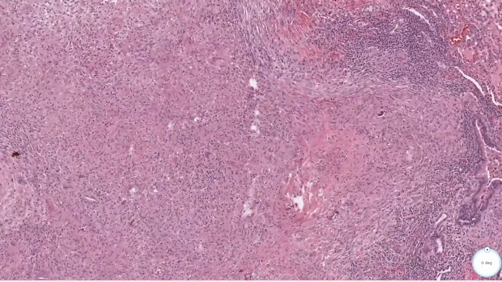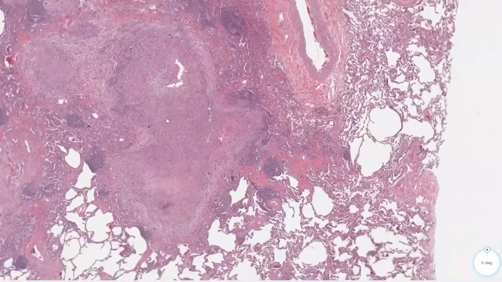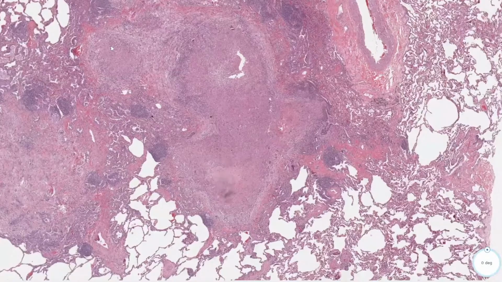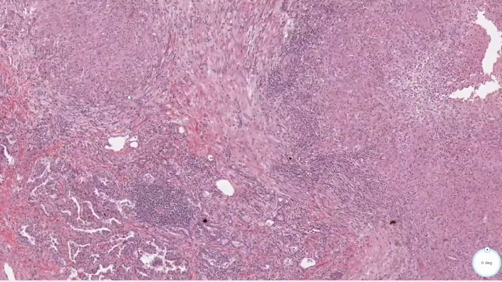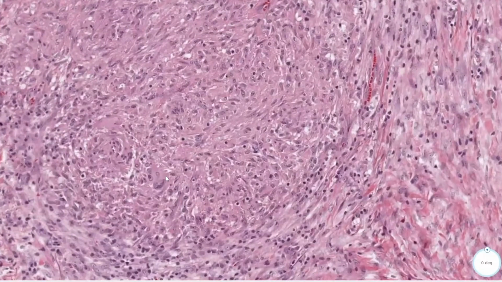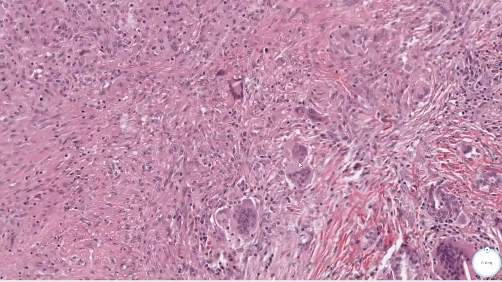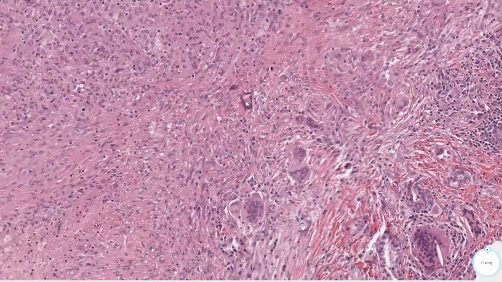You can see it all the way throughout. These necrotizing granulomas are quite large and clustered together. And then we do see prominent multinucleated giant cells associated with them. You can see a spectrum of multinucleated giant cells.